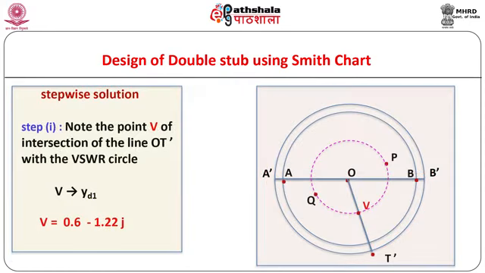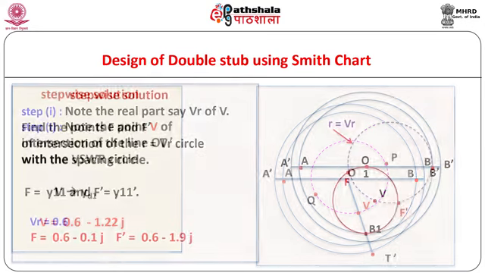Step number 6. Join points O and T dash. Note the point V of intersection of the line OT dash with the VSWR circle, that is the circle with OP as the radius and O as the center. The point V represents the value of yD1. It may be noted that yD1 has only one value while the other normalized admittances and hence the stub lengths will have two possible values.